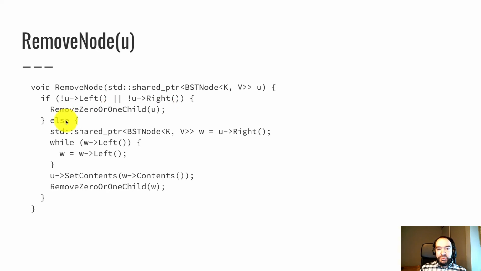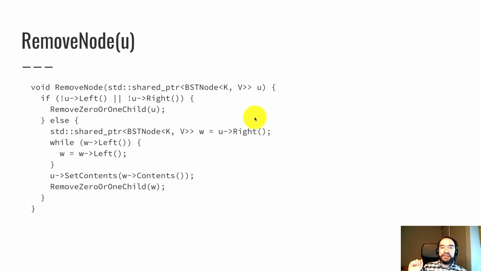Else, both child pointers are not null. The only way to get past this if is if u's left is not null and u's right is not null. So that means u has 2 children. There's a little bit of an obstacle. We can't call remove 0 or 1 child directly because u has 2 children. So what we do is that whole successor trick. We need to find the successor node of u, copy that contents up into u, and then remove the leaf successor node. So the first part here is finding the successor of u.